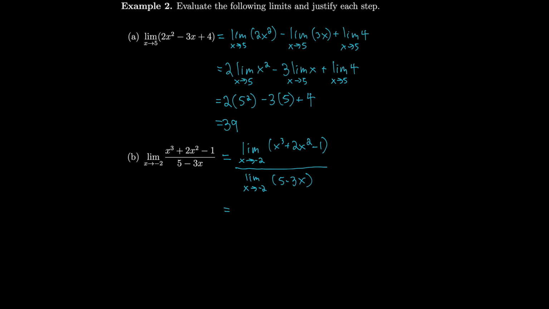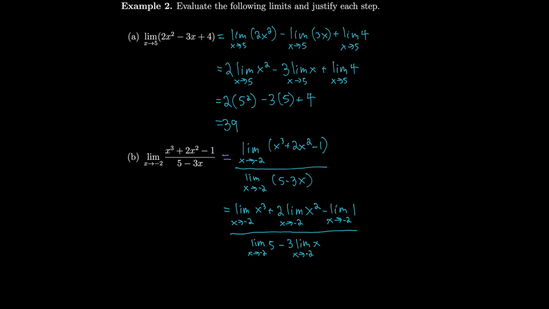Okay, so now this will just be the limit as x approaches minus 2 of x cubed, plus 2 times the limit as x approaches minus 2 of x squared, minus the limit as x approaches minus 2 of 1, divided by the limit as x approaches minus 2 of 5, minus 3 times the limit as x approaches minus 2 of x.